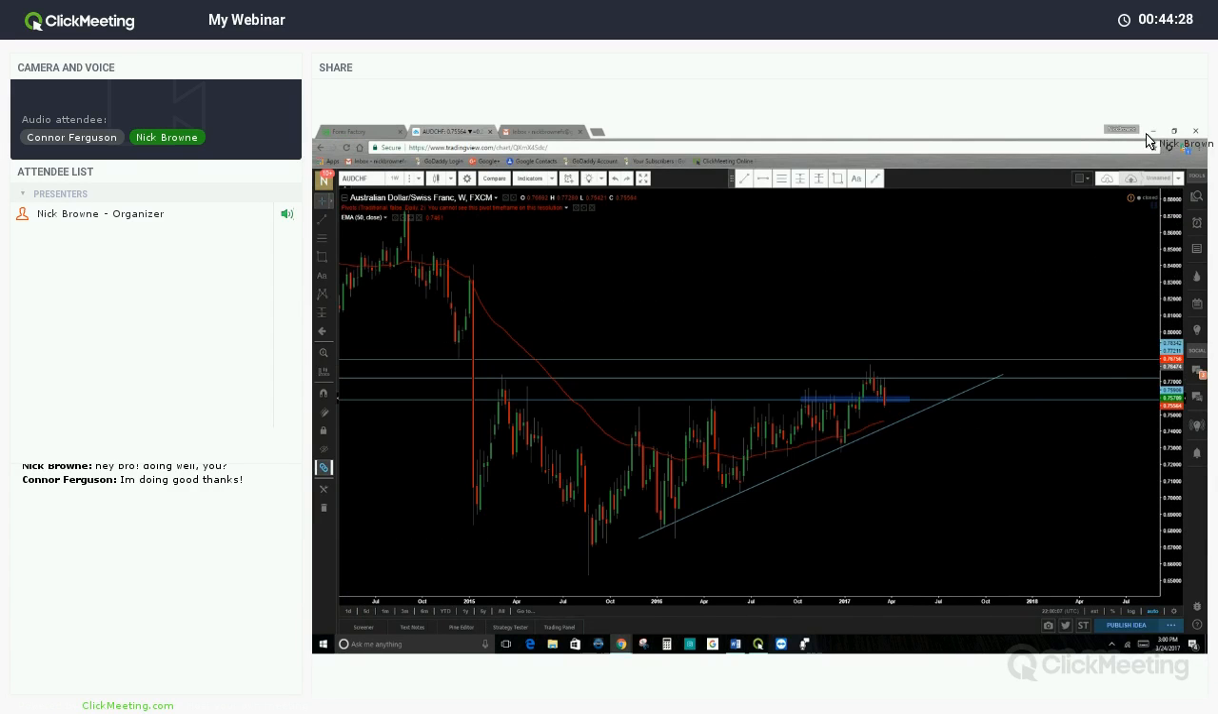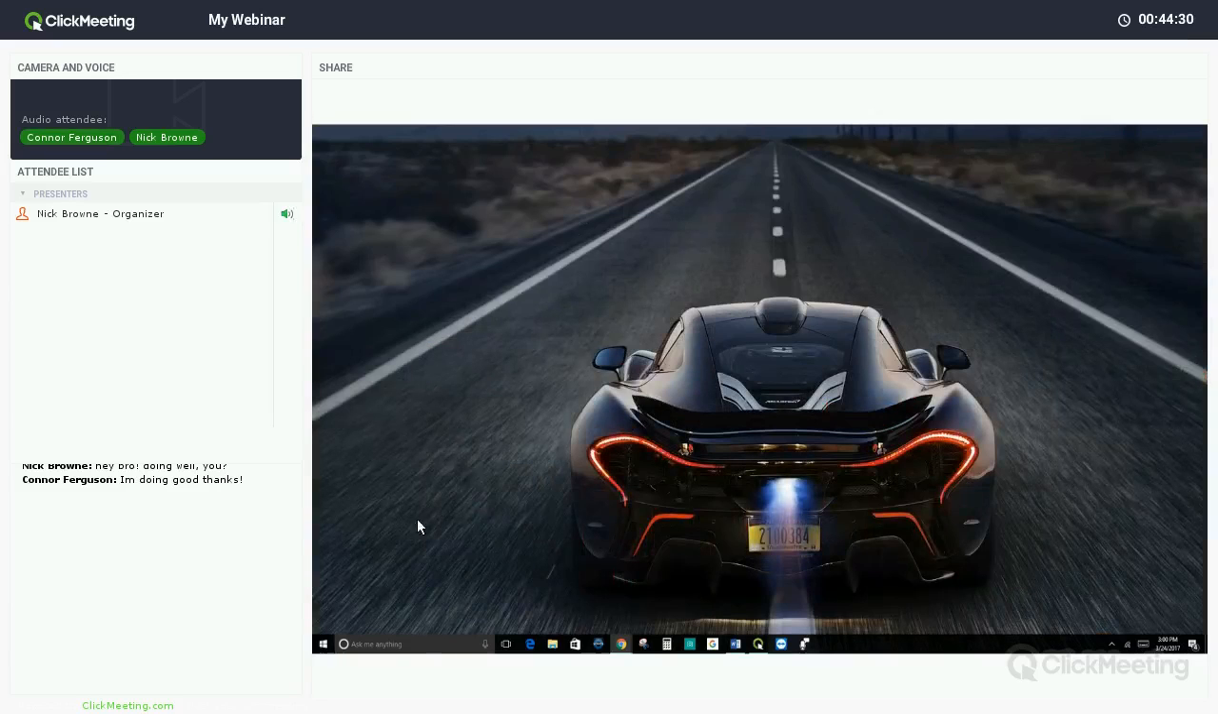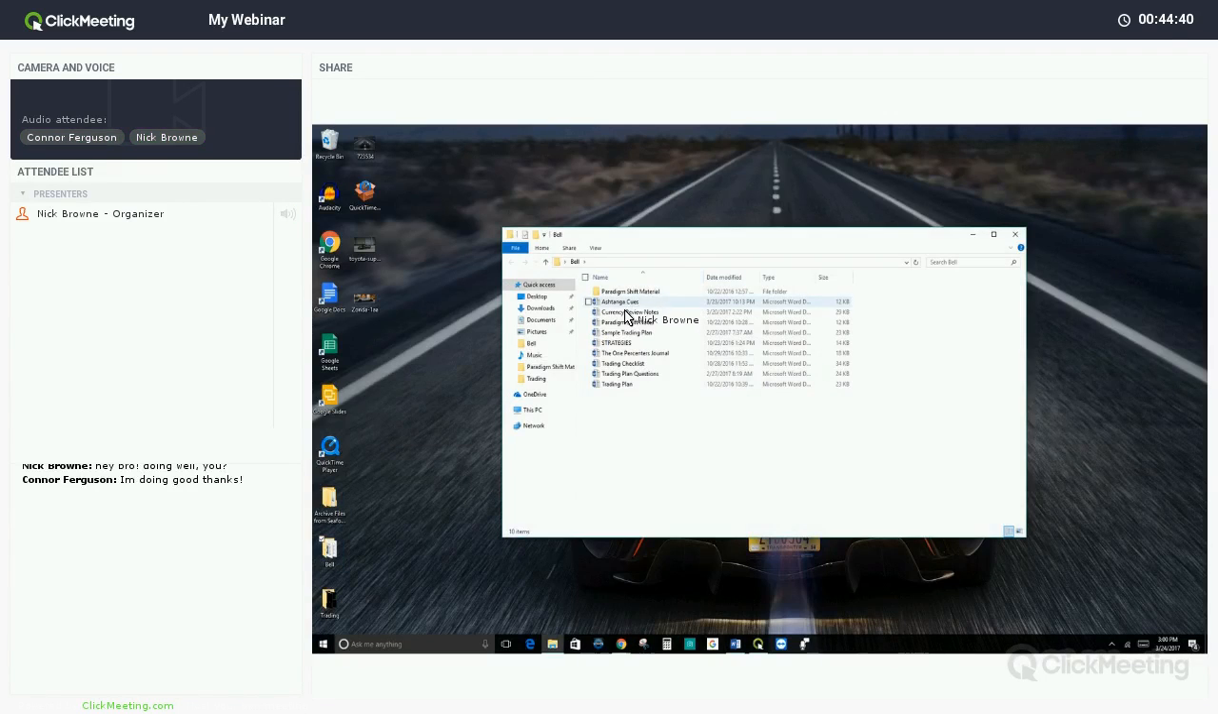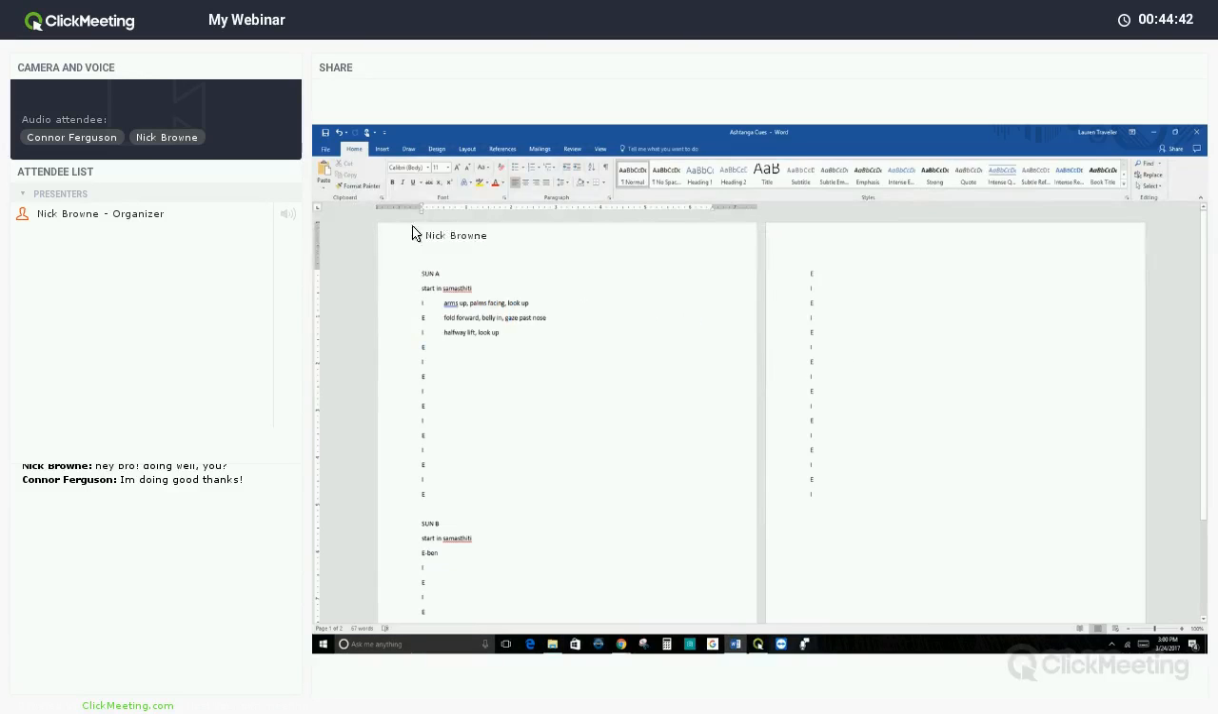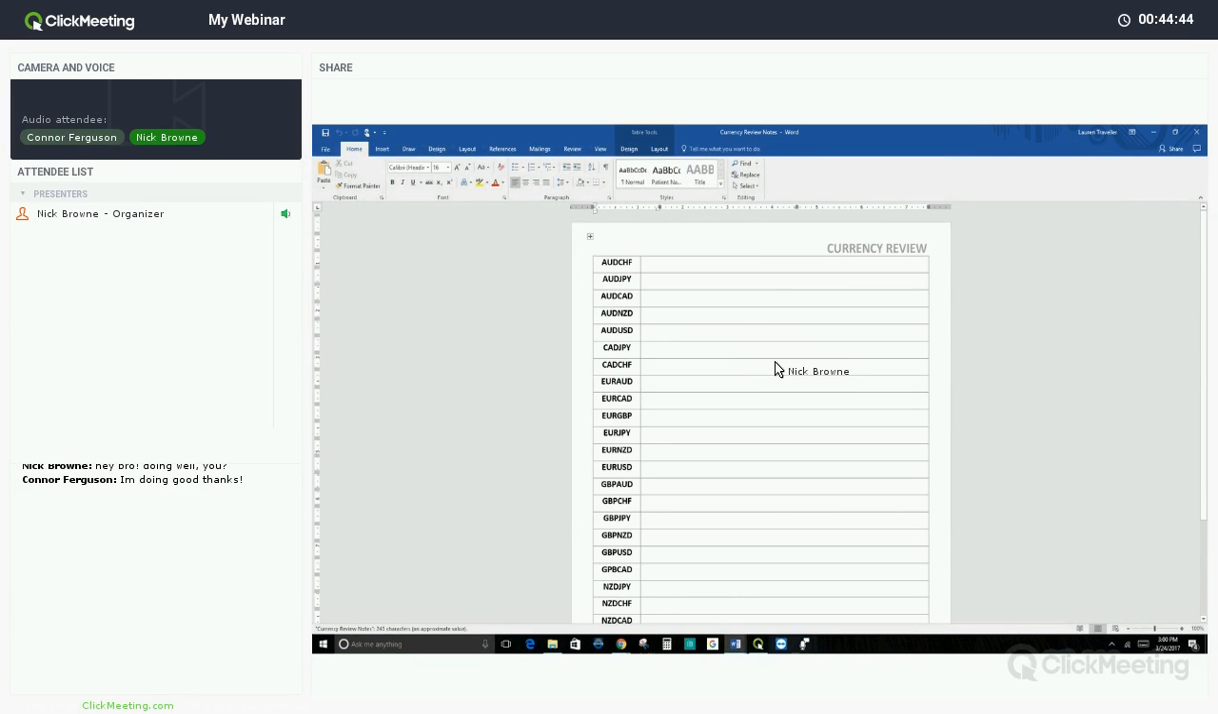So first thing I wanted to go over was just how I do my daily watch list. I'm just going to touch on that real briefly. I use this one. I print this sheet out every day and I write in the reasons why each pair doesn't make the watch list.